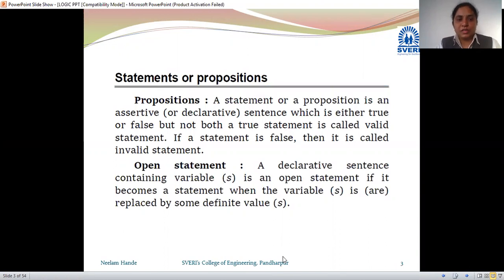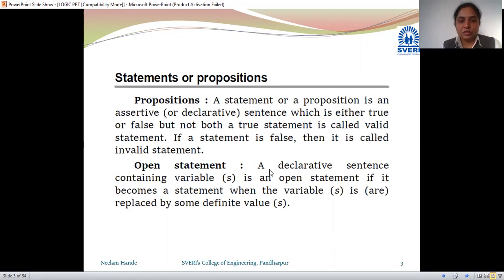So what is a statement or proposition? You should know this. A statement is an assertive sentence which is either true or false, but not both. It cannot be both true and false simultaneously. Then it is called a proposition.